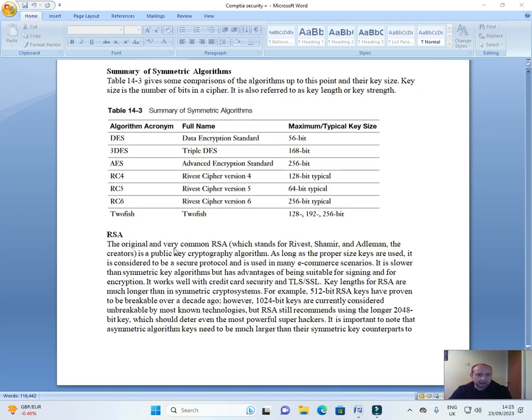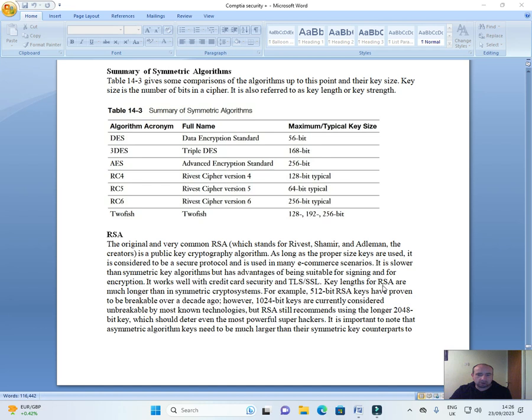RSA, the original and very common RSA, which stands for Rivest, Shamir and Adleman, the creators, is a public key cryptography algorithm. As long as the proper size keys are used, it is considered to be a secure protocol and is used in many e-commerce scenarios. It is slower than symmetric key algorithms but has advantages of being suitable for signing and for encryption. It works well with credit card security and TLS/SSL.